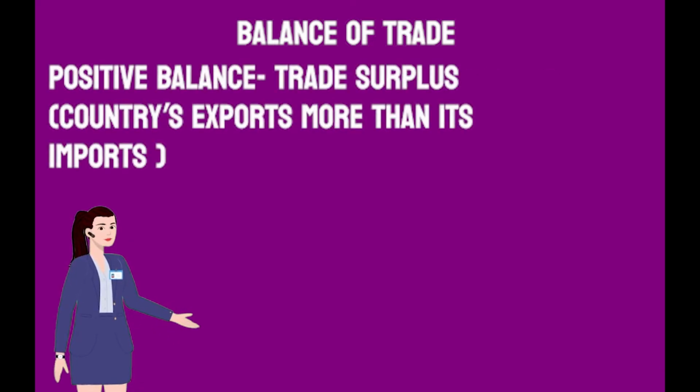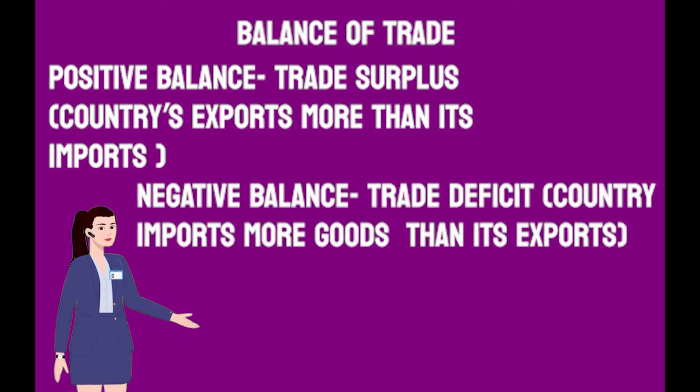A positive balance of trade indicates a country's trade surplus, while a negative balance of trade indicates trade deficit. In simple sense, when a country imports more goods than it exports, it experiences a trade deficit. Whereas when a country exports more goods than it imports, it experiences a trade surplus.